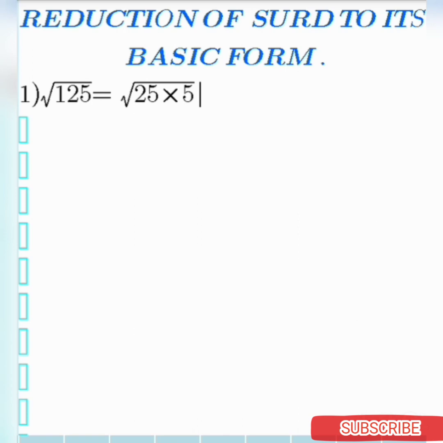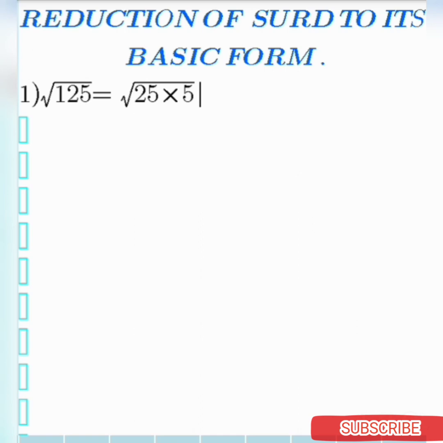What is a perfect square? A perfect square is a number that, once you find its square root, gives you a whole number. That is a perfect square. So in this case, 25 is a perfect square. And what number can you multiply by 25 to give you 125? You notice that the number we used here was 5. So 5 times 25 will give us 125.